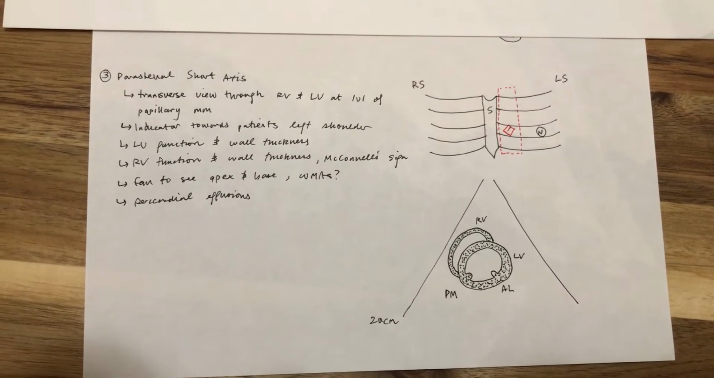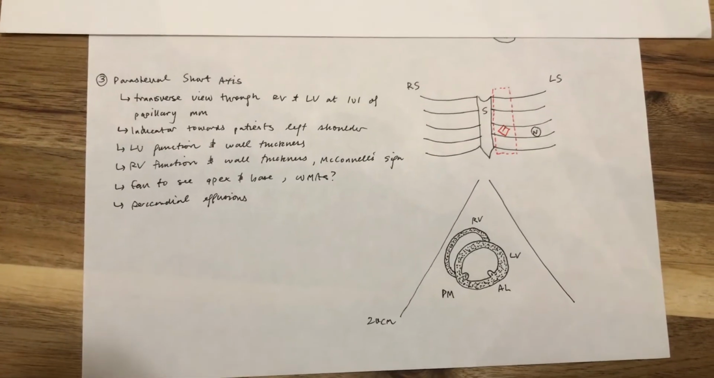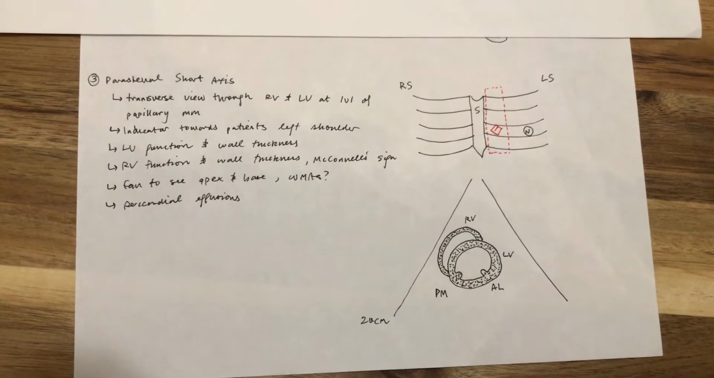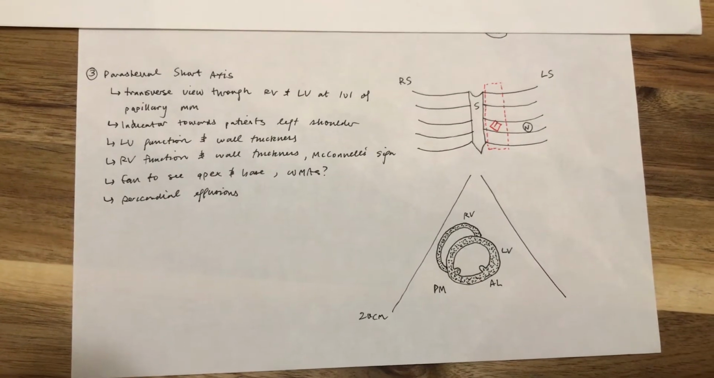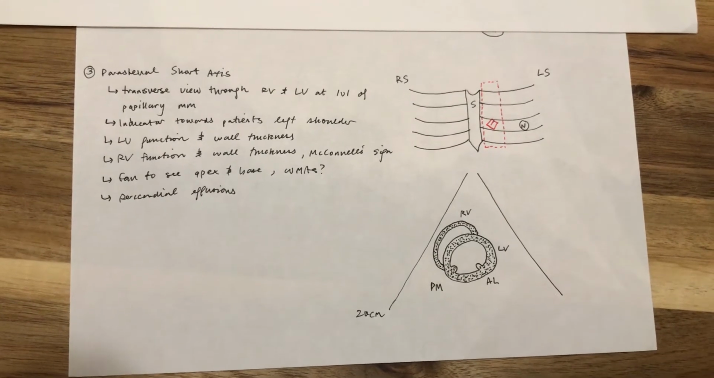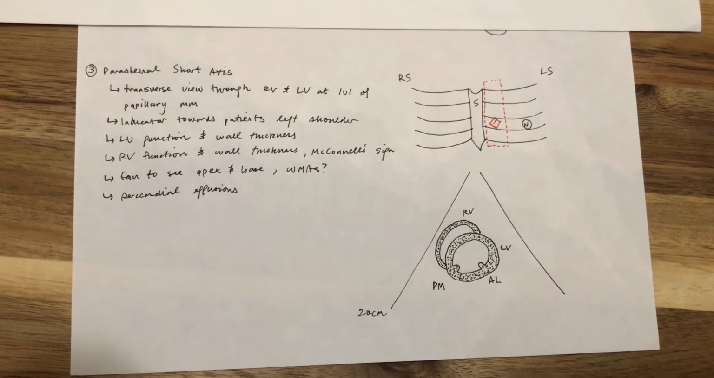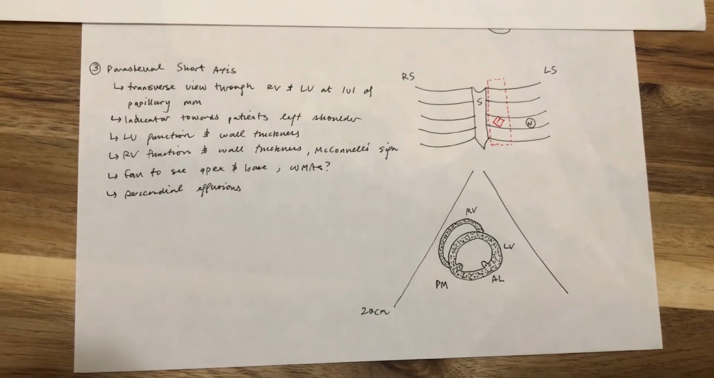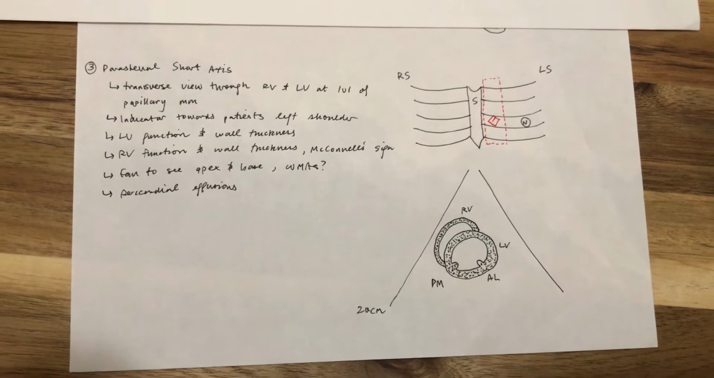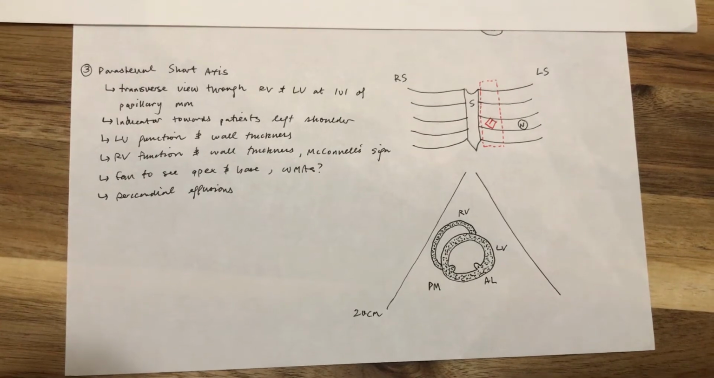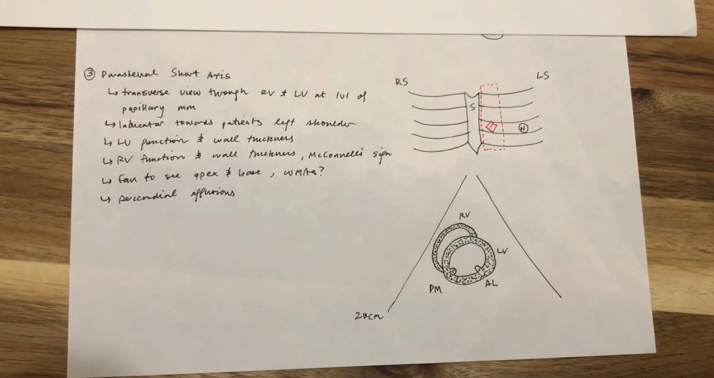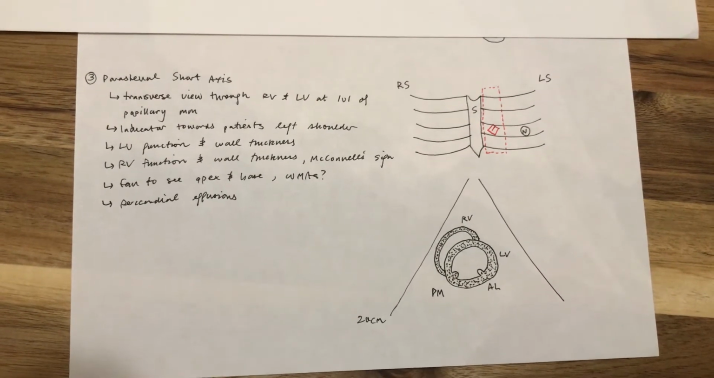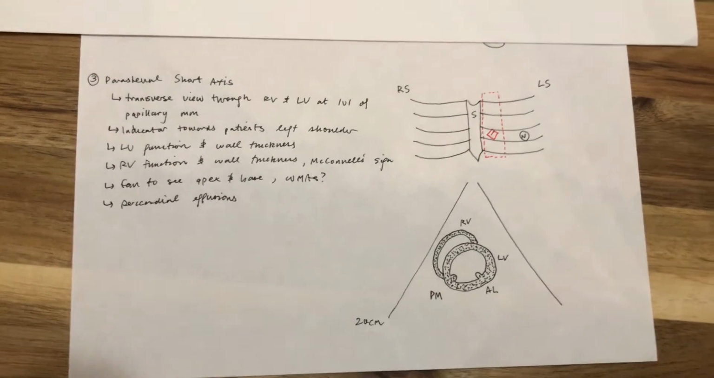What this view is best at is to see the systolic function of the left side and the right side. You can also pan to the apex, and then also pan back towards the base of the heart. Sometimes you can see wall motion abnormalities here as well. So the two things that you're looking for here are right ventricular and left ventricular function, including wall motion abnormalities. You can also see sometimes pericardial effusions.